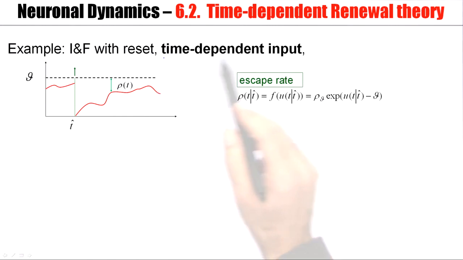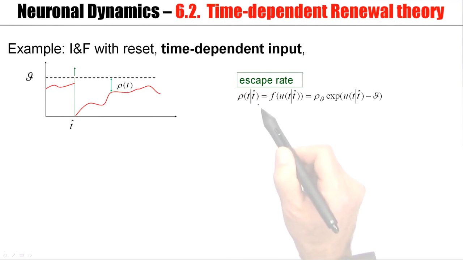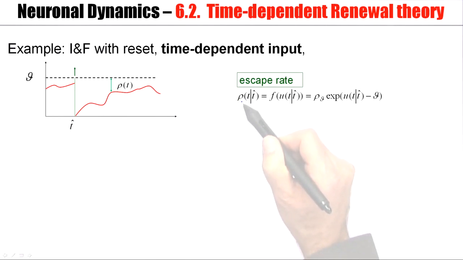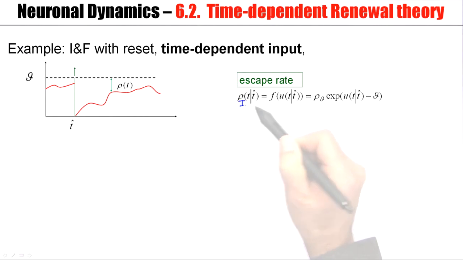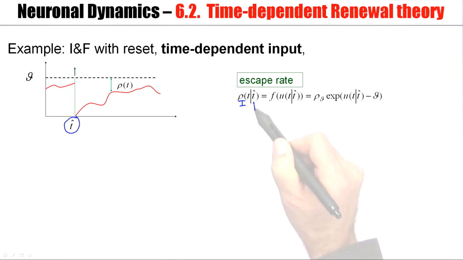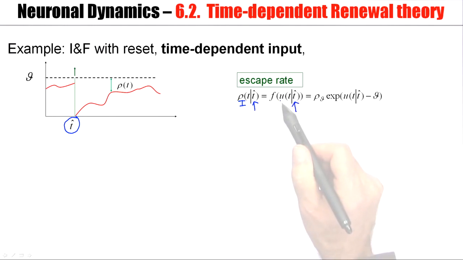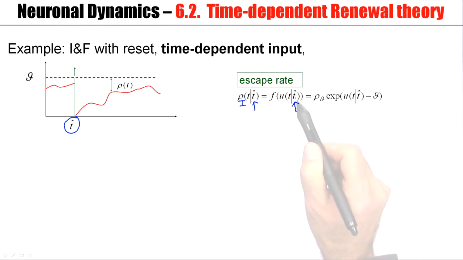If I have a time-dependent input, then the membrane potential is truly time-dependent. The time dependence arises from both the external input and, in addition, for an integrate-and-fire model with reset, I need to know the last firing time t hat. And that's why I've written here the voltage as u of t given t hat. I have to know t hat.